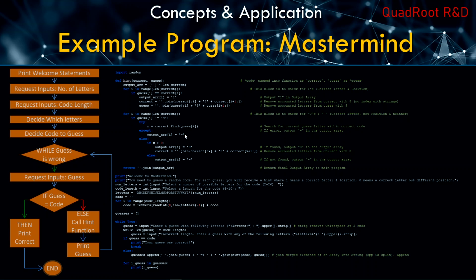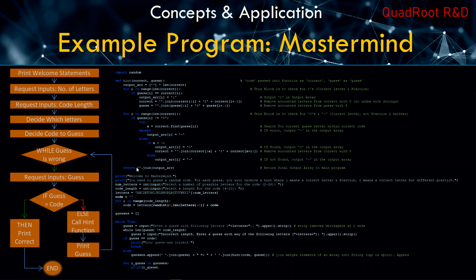But if it did find it, and we're expecting it to be a non-zero number, but just in case, I've put a condition there. If x is greater than 0, because if it found it, it would find the index of that number. It would give you the index where it found C, which would be greater than 0. So if x greater than 0, then output array equals to 0, because it found the letter but in a different position. And now we replace that with an 8 to remove uncounted letters. Else, we put a dash.